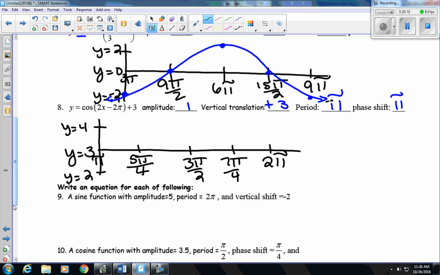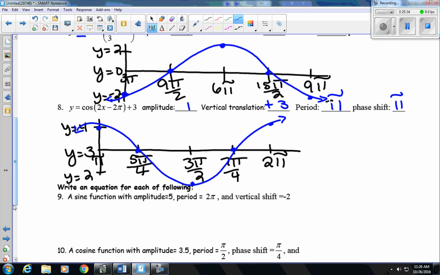All right, how do we graph this thing? Do we have reflection? No. Cosine starts at the max, mid, min, mid, max. Because you are so good already at sine and cosine, it's going to make secant and cosecant a piece of cake. That's what we're doing tomorrow.